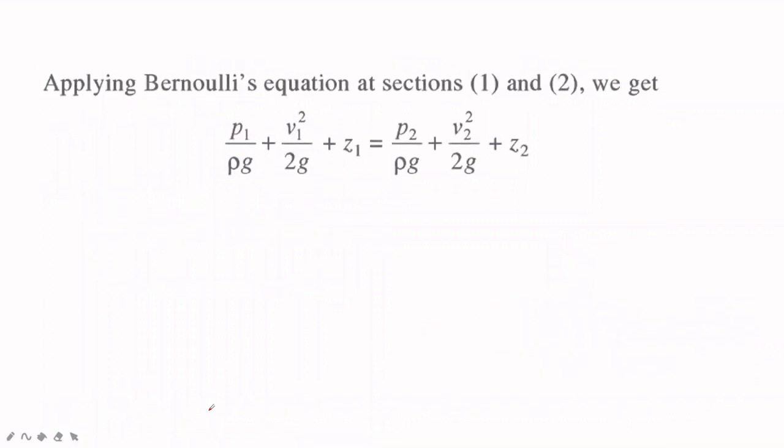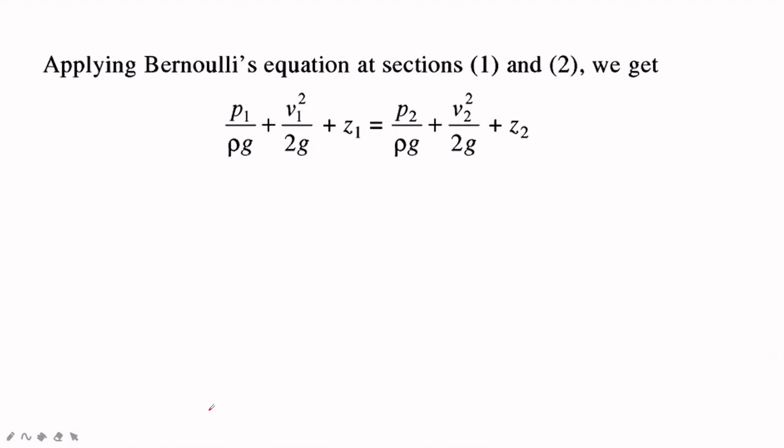So next we will try to solve. Now what we do, we will apply Bernoulli's equation at sections 1 and 2. At both the sections we will apply. So what is the formula of Bernoulli's equation? P1 by rho g plus V1 square by 2g plus Z1 is equal to, at section 2, P2 by rho g plus V2 square by 2g plus Z2. So this is the Bernoulli's equation we know.